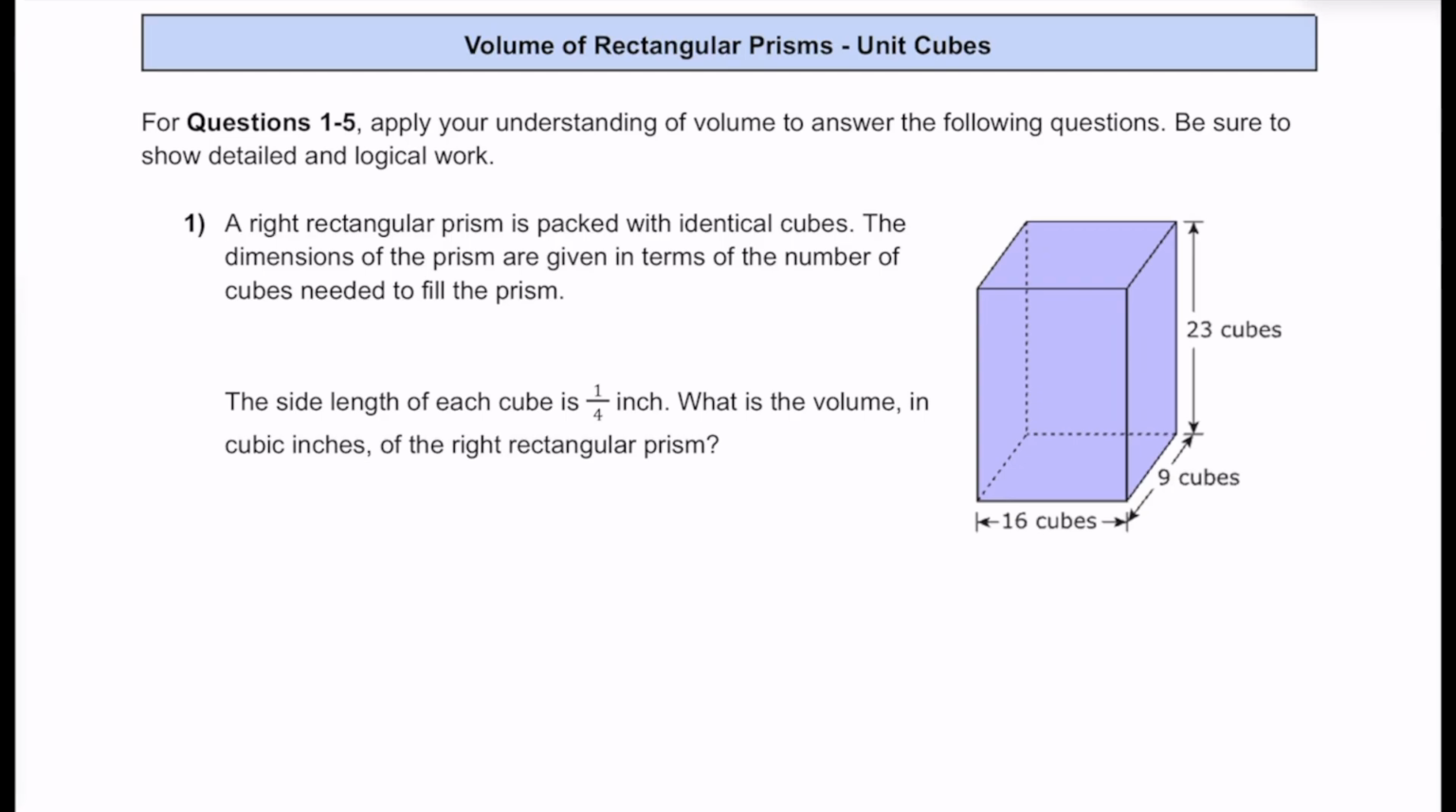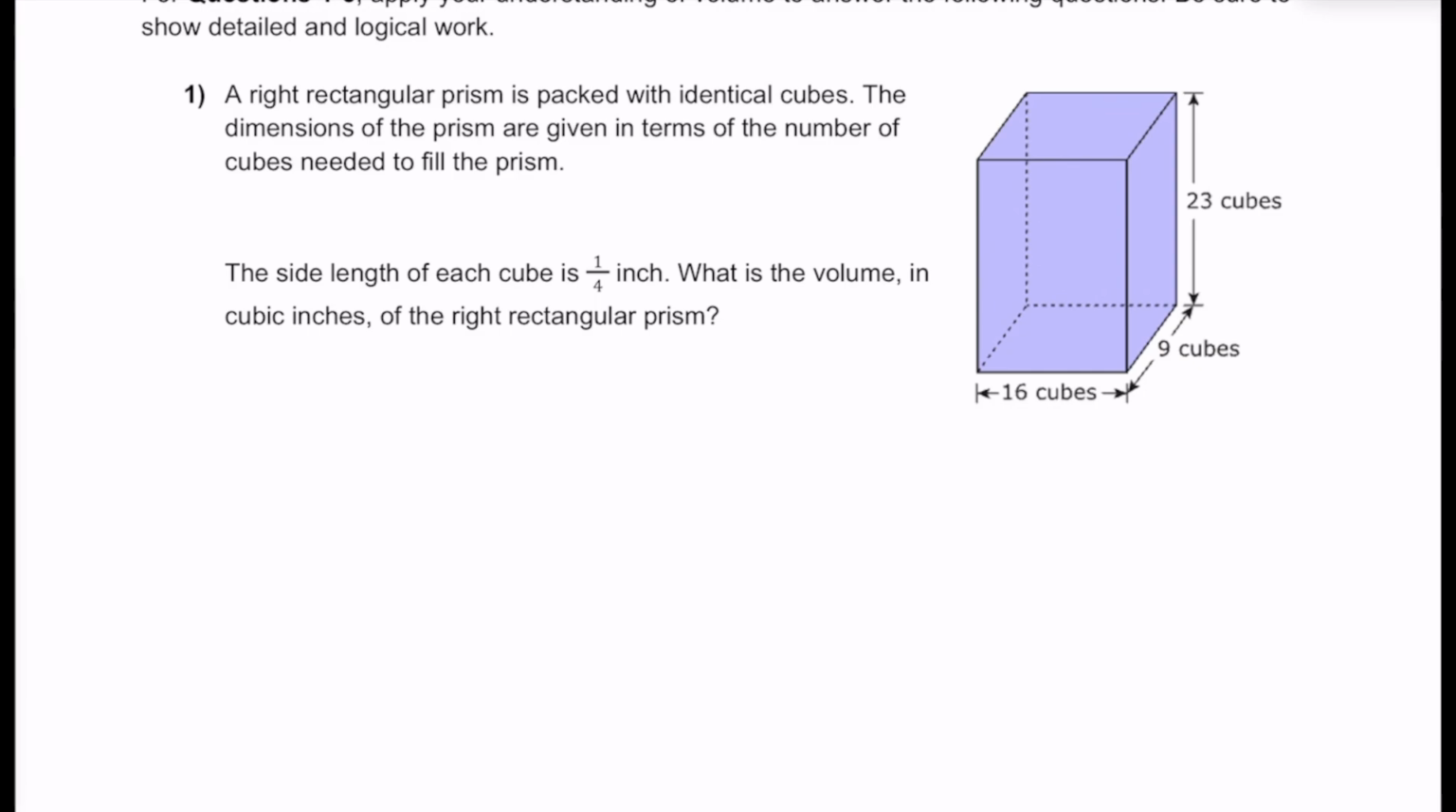For number 1, we have this right rectangular prism, as you can see, and there are going to be a bunch of these tiny little identical cubes filling it up. We're going to have 16 little cubes going this way, 9 little cubes going this way, and then 23 cubes stacked on top of each other all the way up to the top here. So the length of each of these cubes is going to be 1/4 inch. We see that right over here. The question is what's the volume of this entire prism going to be?